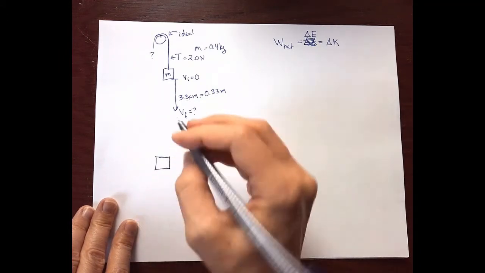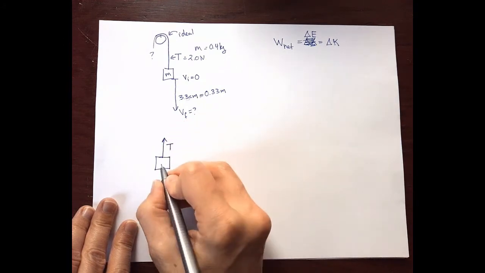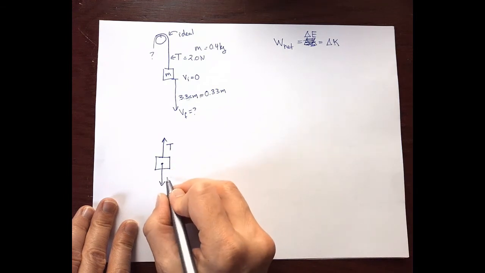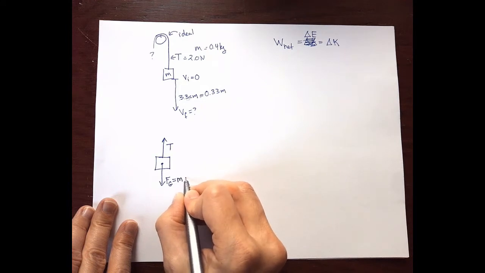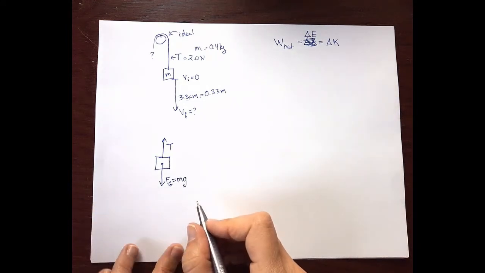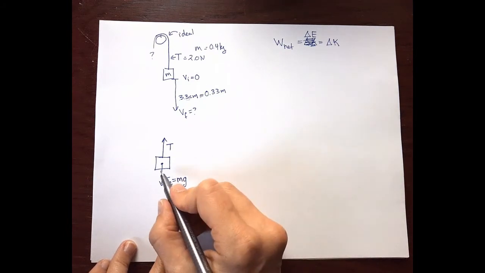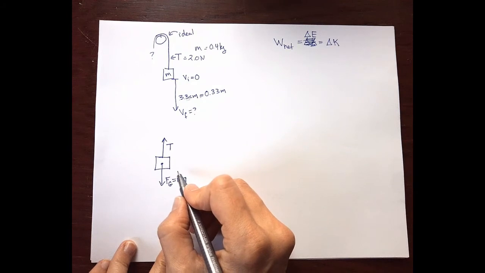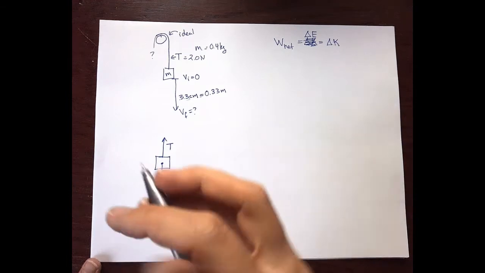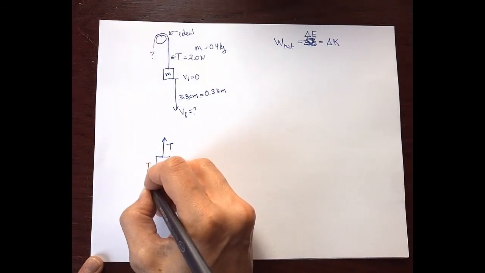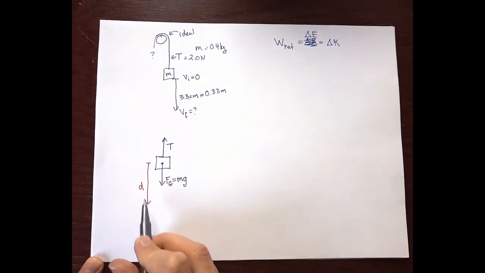All right, so to find the net work, we're going to have a free body diagram for our mass. So what are the forces acting on it? Definitely tension. We've got tension that's going up and it's got mass. So there's going to be the force of gravity. We know the gravity force is always equal to the mass times g, that 9.8 meters per second squared. And now we need to figure out, do these guys do work? So that means we need to know what is the displacement. So the displacement is down like this. It goes down 0.33 meters.